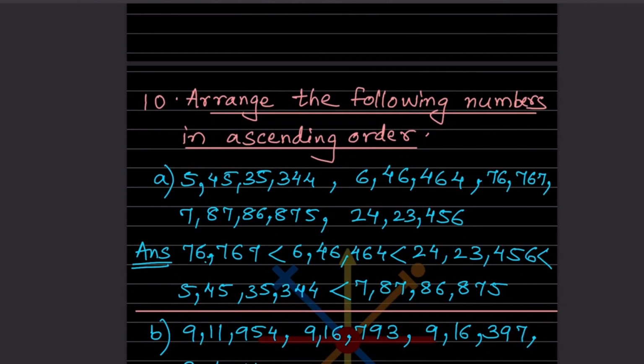Is that clear? So now let us go for the next question. It says arrange the numbers in ascending order. So what do you mean by ascending? That is first of all important. Ascending means the numbers should always be arranged from small to big.